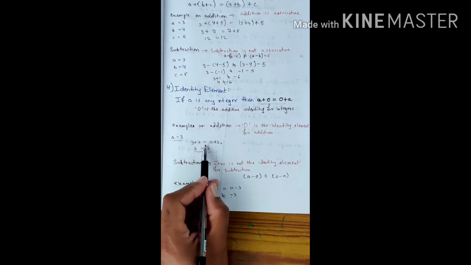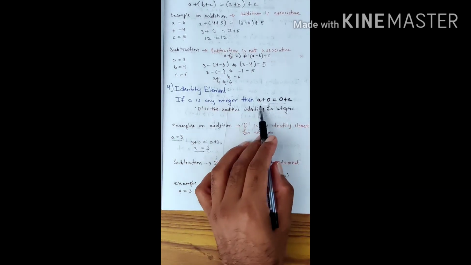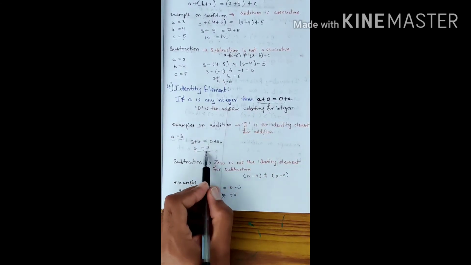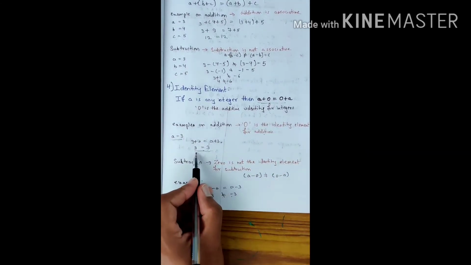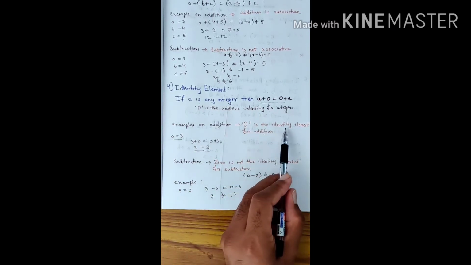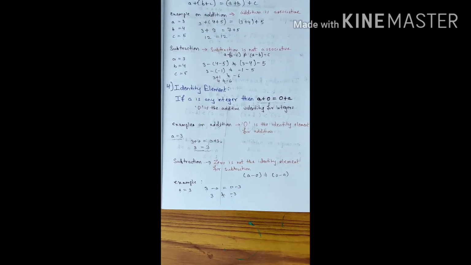So 3 plus 0 is equal to 0 plus 3, as we have seen over here. So 3 plus 0 is 3 and 0 plus 3 is again 3. So here we can see that they both are coming to be equal. Therefore, 0 is the identity element for addition.